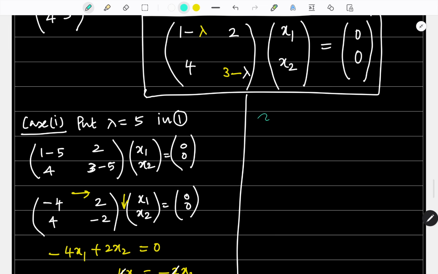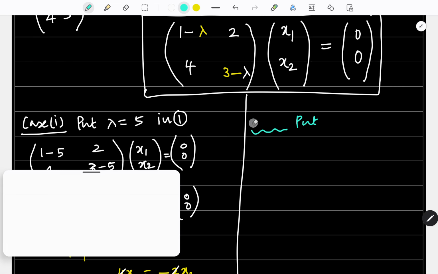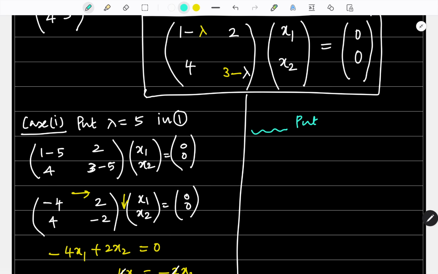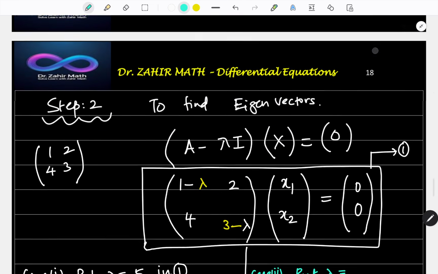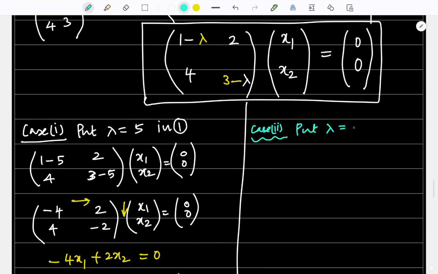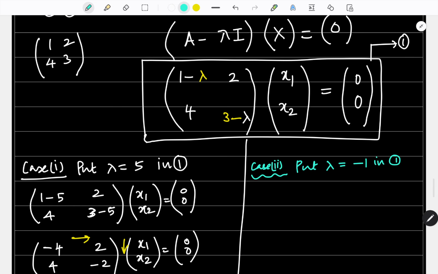Right. Now what I'm going to do is case 2. What is case 2? Put lambda is equal to the case 2 value. What is the value of lambda? I think minus 1 if I'm not mistaken. Yes, lambda is equal to minus 1 in equation 1. So this is your equation 1. Okay. So 1 minus of minus 1 is plus 1, right? And 2 and then 4.